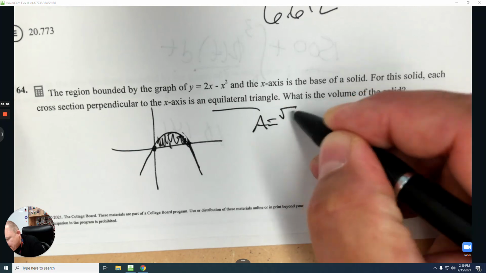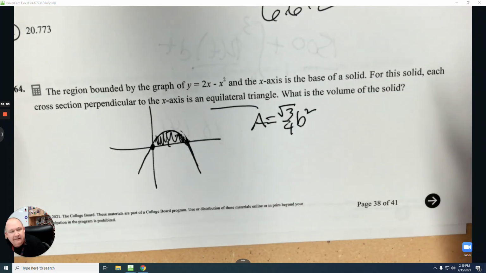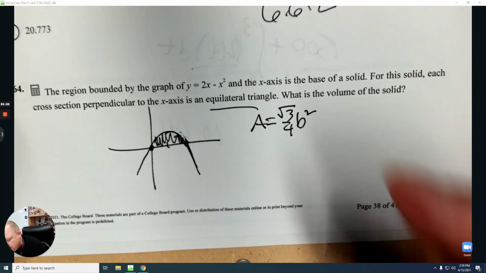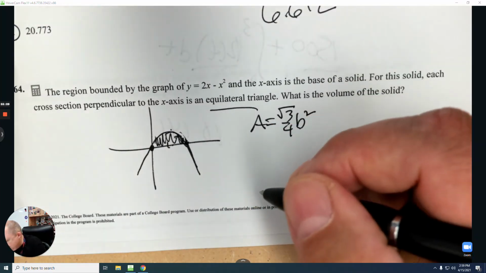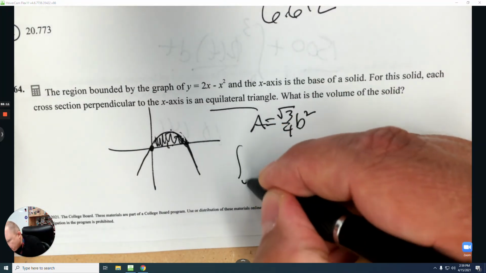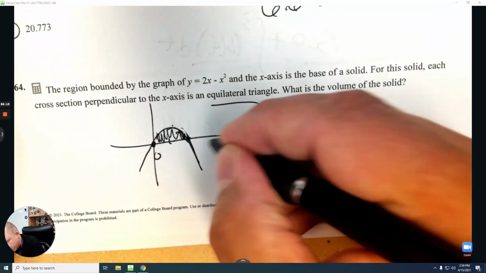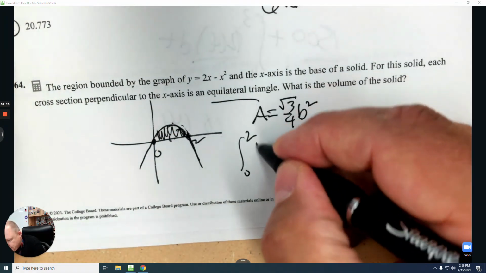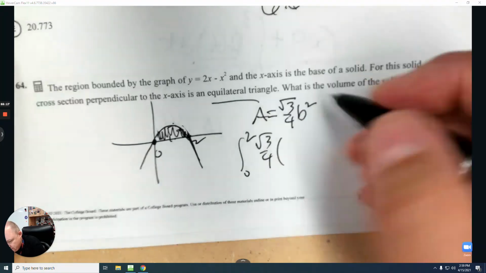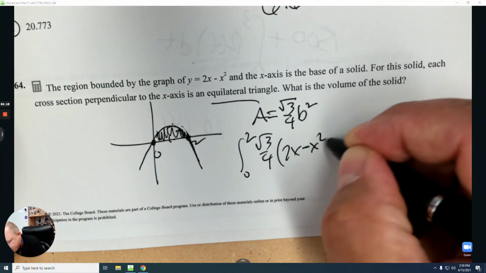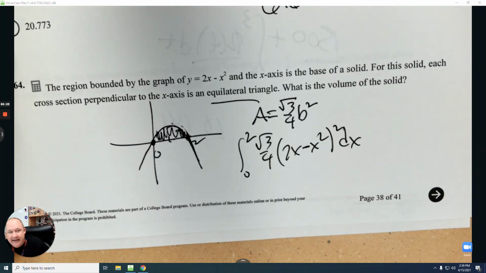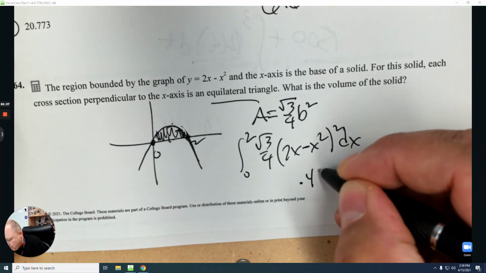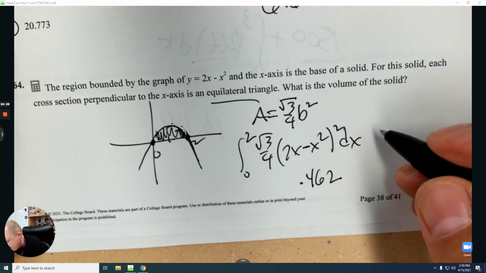The formula for an equilateral triangle is that, if you know the base of the triangle, our base is top subtract bottom. So we're going to integrate from 0 to 2, root 3 over 4, and the base is simply the parabola. If you put that in your calculator, press pause, try it, and the answer is 0.462, and that answer is D.